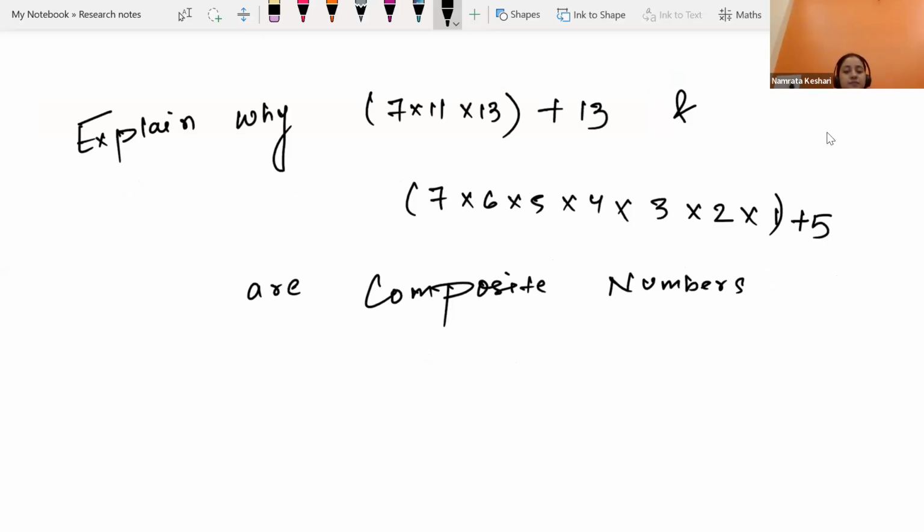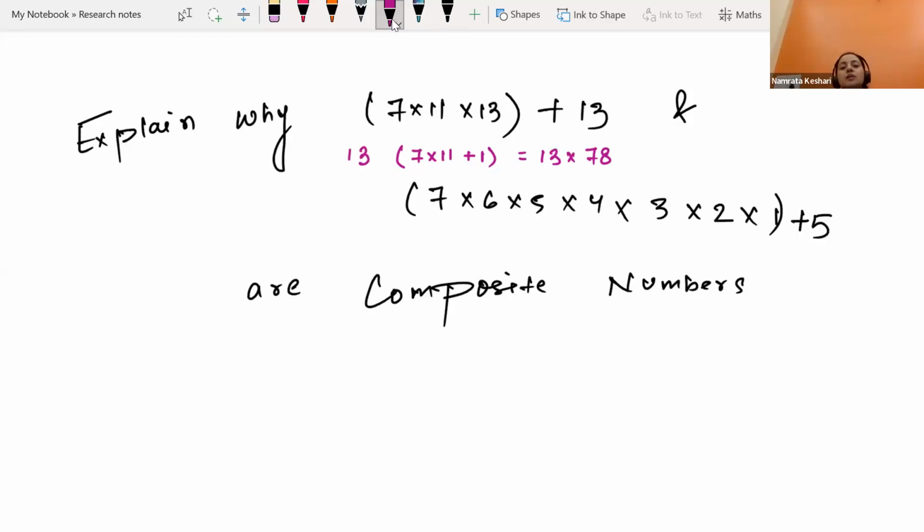Okay. First, in 7 into 11 into 13 plus 13, I took the common factor 13. And in the bracket, I got 7 into 11 plus 1. Then when I multiplied, I got 13 into 78. So we can say it has two factors, so it can be termed as a composite number.